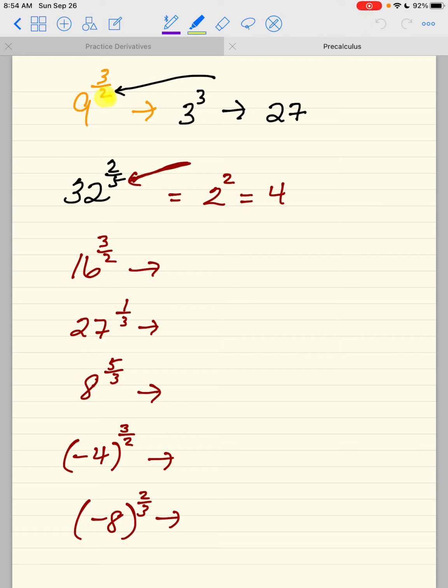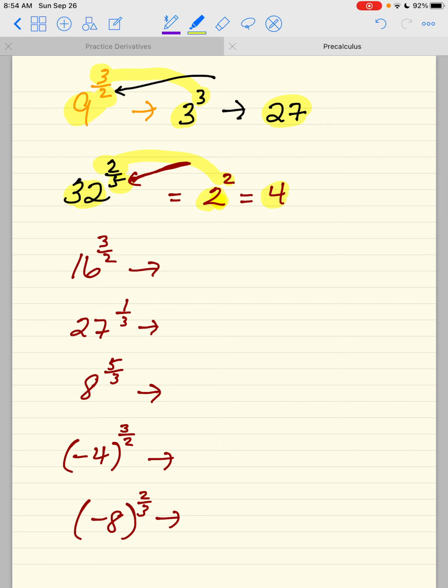What number do we multiply twice to give me 9? 3. Then we raise that to the third power. 3 times 3 is 9 times 3 is 27. Next example. What number do we multiply 5 times to give me 32? 2. 2 times 2 times 2 is 8, times 2 is 16, times 2 is 32. Then we raise that to the second power, and that makes 4.